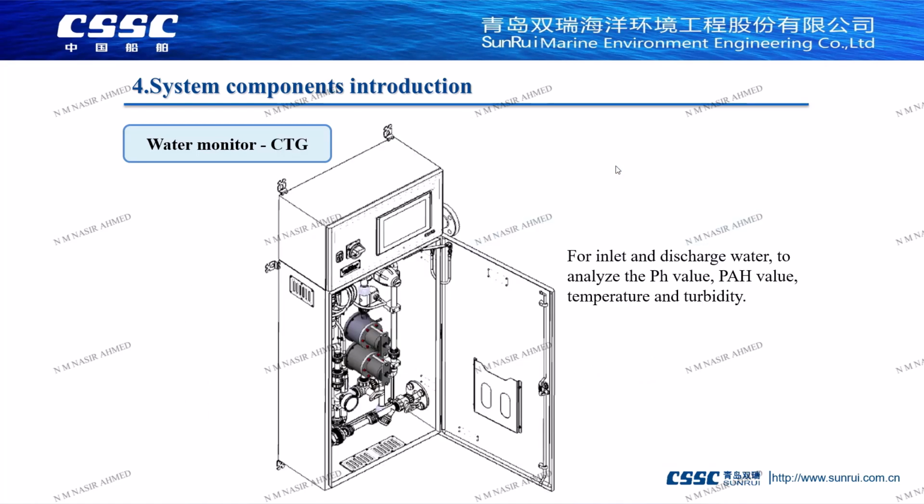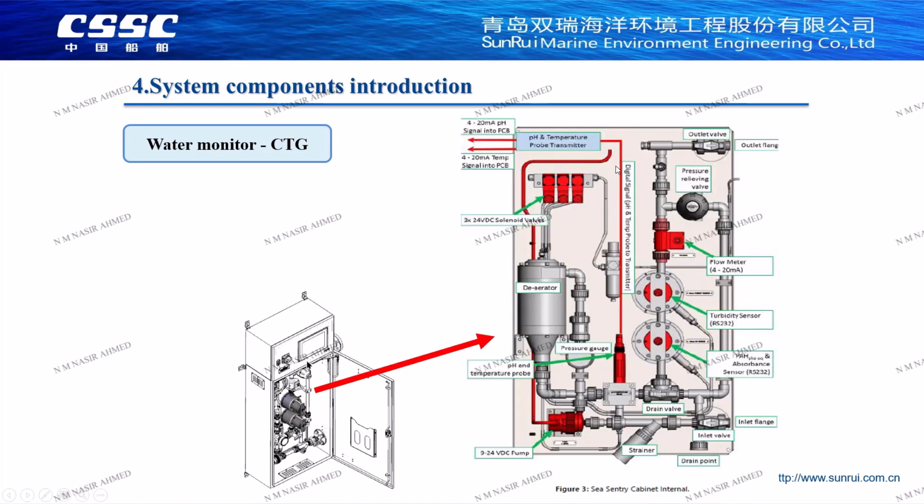Now let's introduce CTG's water analyzer. Its sampling and testing parts go together. This is the internal structure. The water analyzer takes the seawater from the inlet through the sampling pump into the deaerator, after the bubbles are removed from the seawater. First through the pH sensor, then through the other pH sensor, the turbidity sensor and the flow meter. Then it flows back into the main channel.